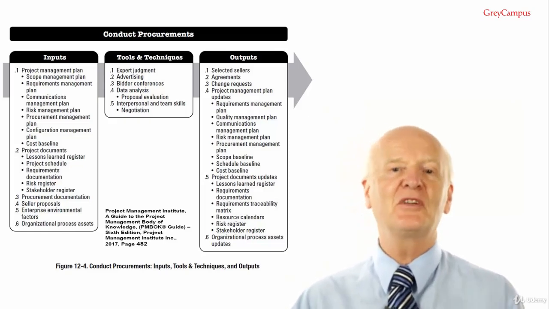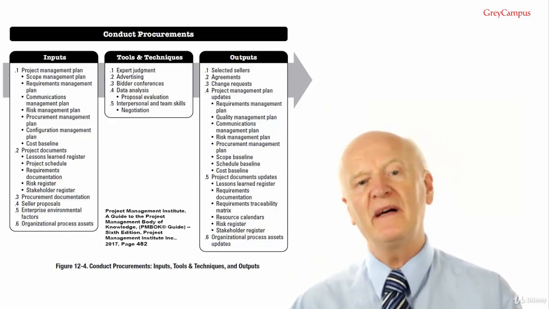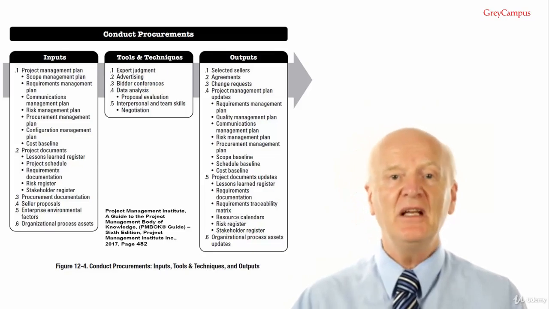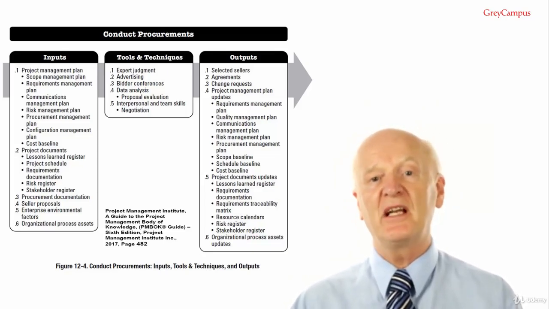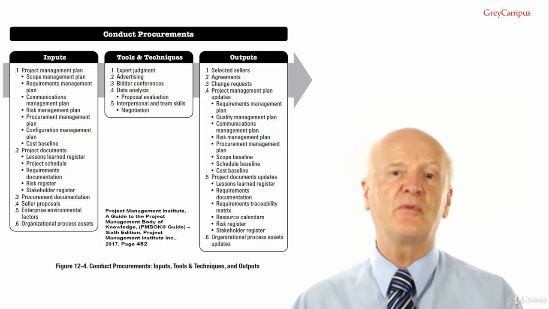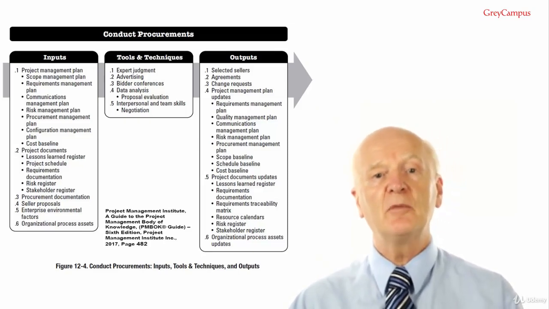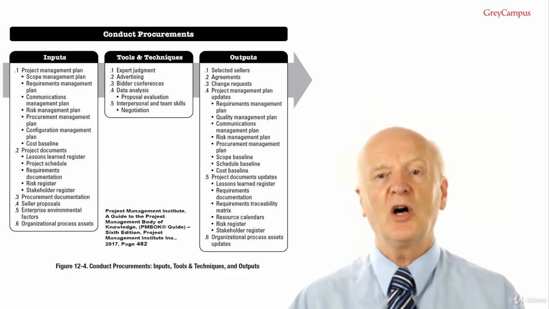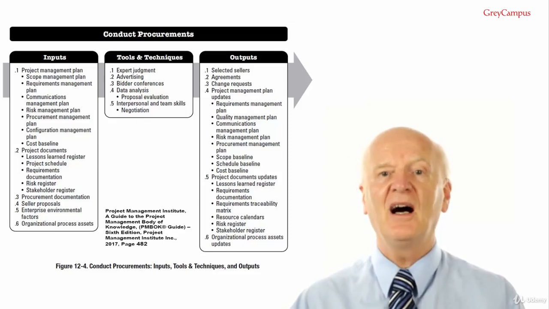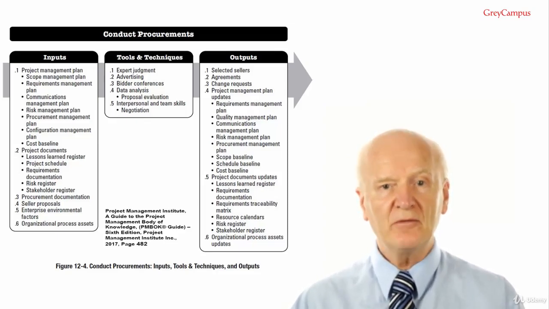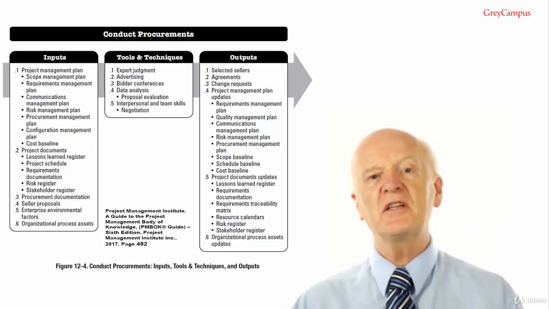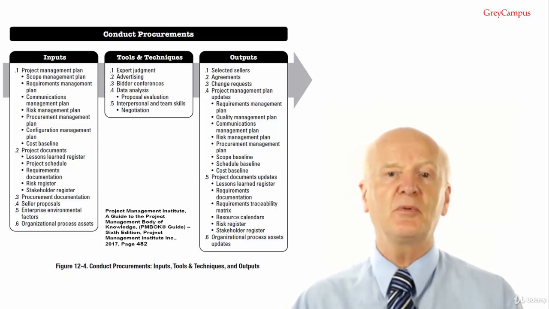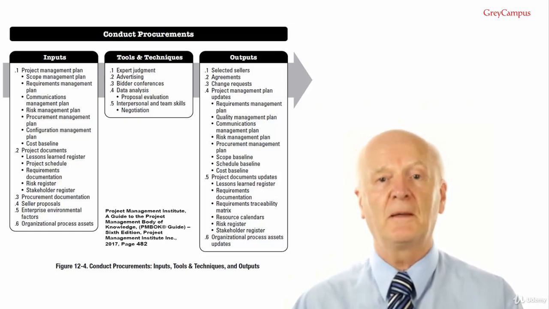Conduct Procurements outputs. Output number 1 is selected sellers. The selected sellers are those who have been judged to be in a competitive range based on the outcome of the proposal or bid evaluation. Final approval of complex, high-value, high-risk procurements will generally require organisational senior management approval prior to the award.